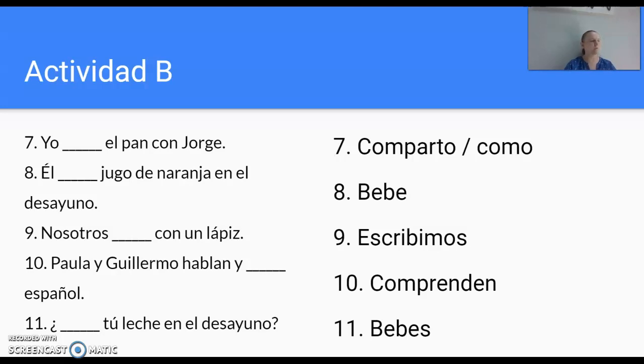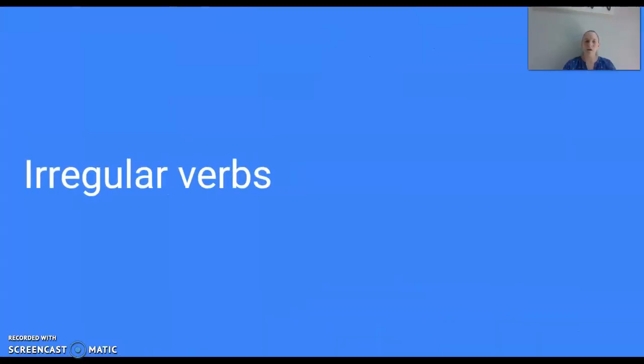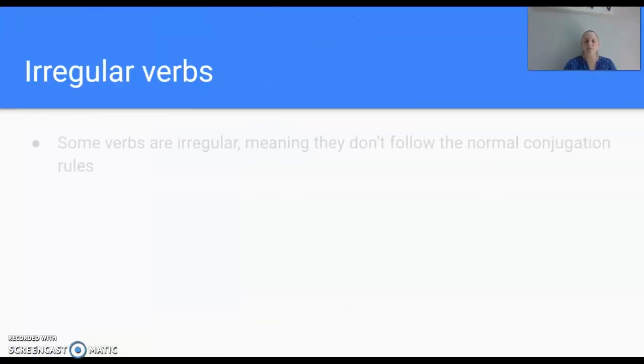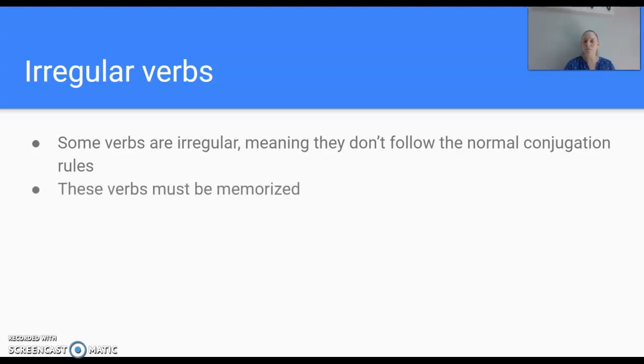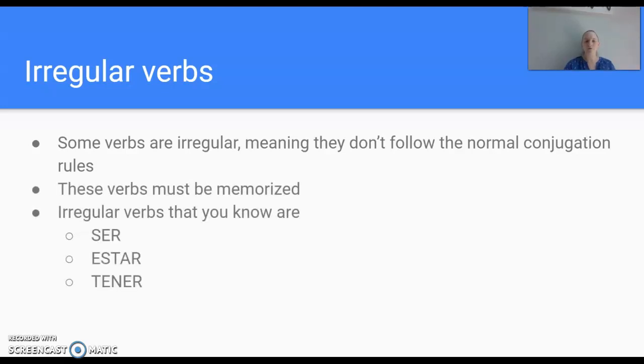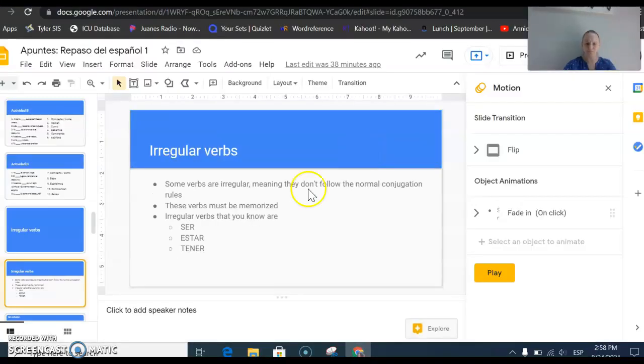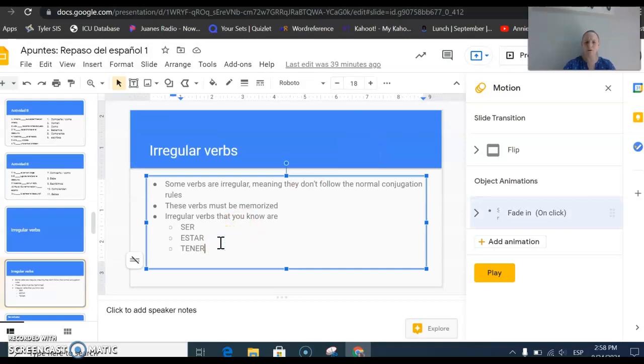Okay, I think I have enough time to get through ser and estar. Okay. Some of our verbs are irregular. What that means is they don't follow the normal conjugation rules. Those verbs have to be memorized. The irregular verbs that you have learned are these. And then there's also ir. Let me add that one on there. You've also learned ir, which is to go.